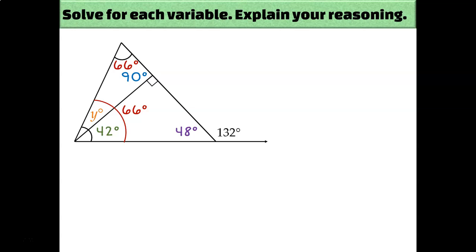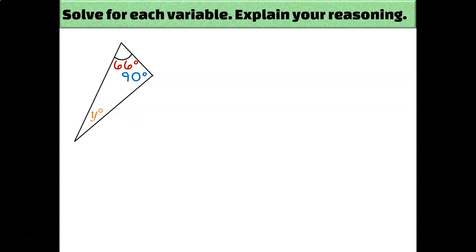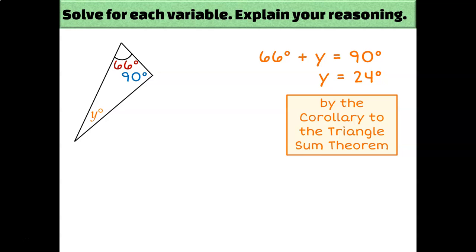But of course, that's not the only way that you could have done it. You could instead focus on this right triangle right here, and say that since y and 66 are the acute angles of a right triangle, you can add them together and set it equal to 90, and you get the same answer of y equals 24, but this time your reason would be the corollary to the triangle sum theorem.